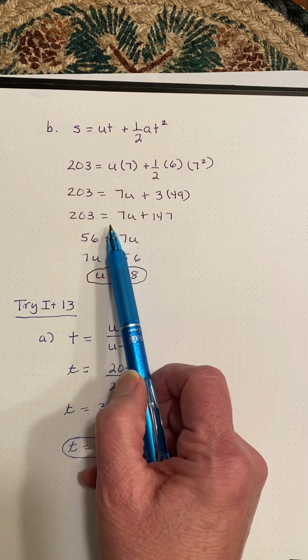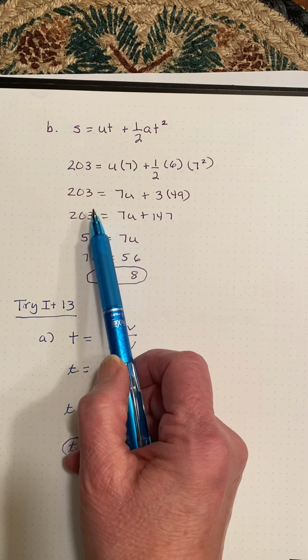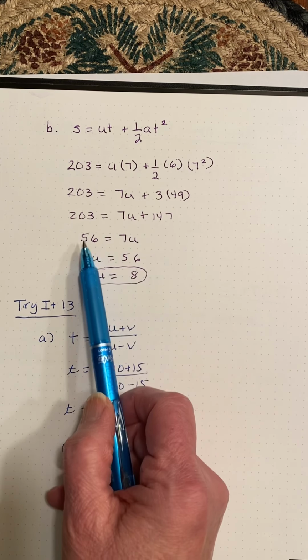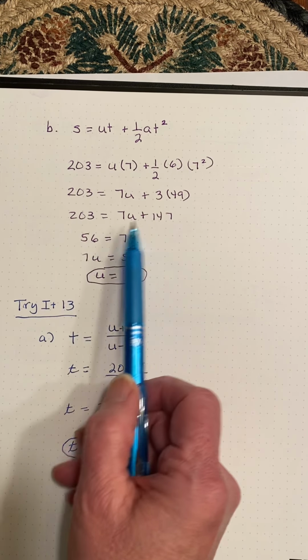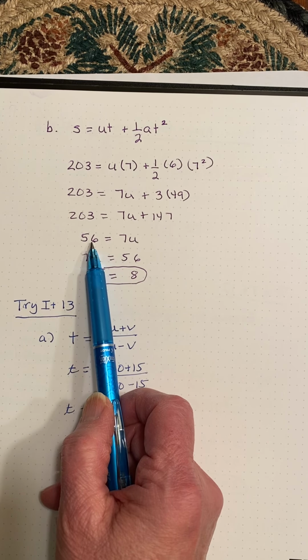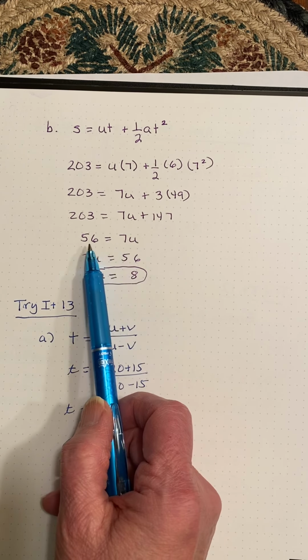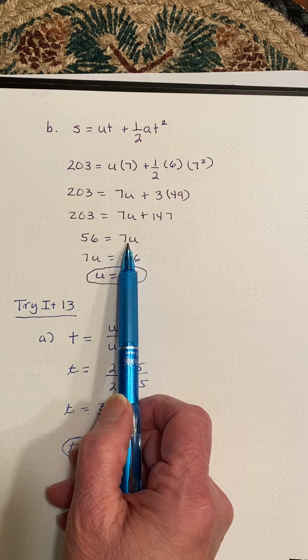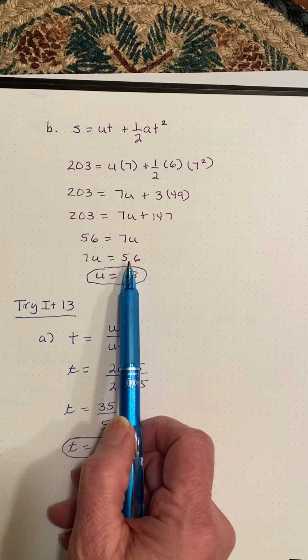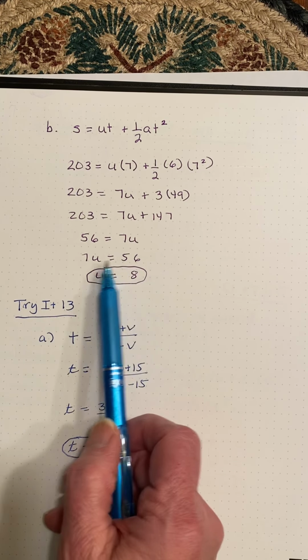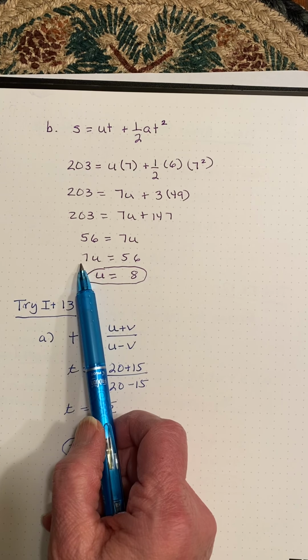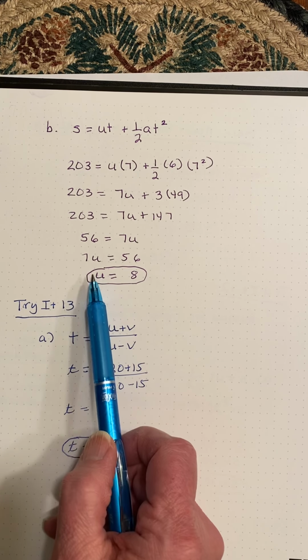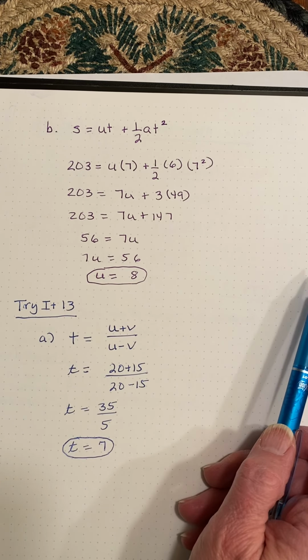I just recopied that. I bring 147 over by subtracting. 203 minus 147 is 56 equals 7U. I'm solving for U again, so I divide through by 7 after I flip it because I like my U on my left. And when I divide, I end up with U equals 8.